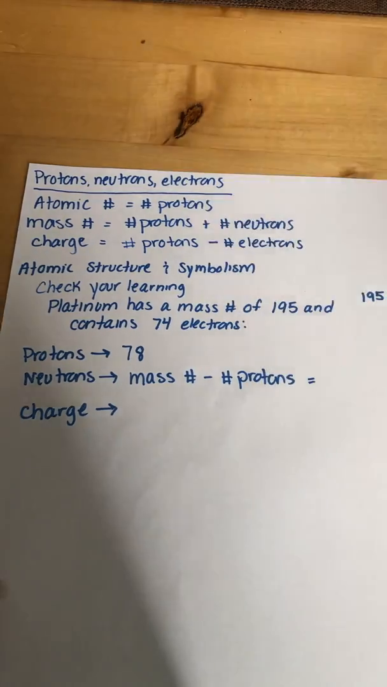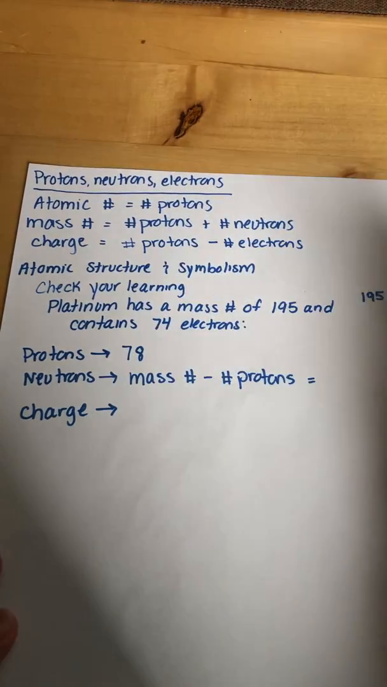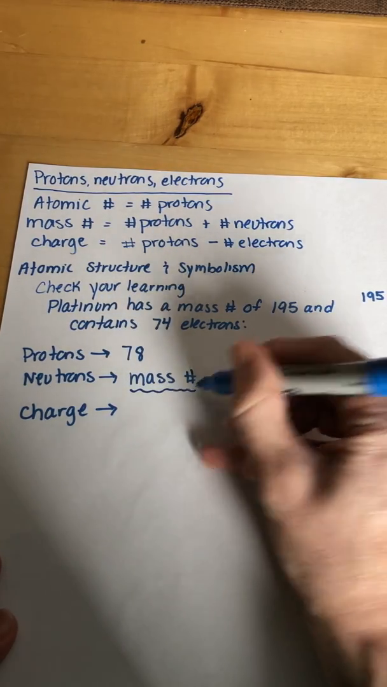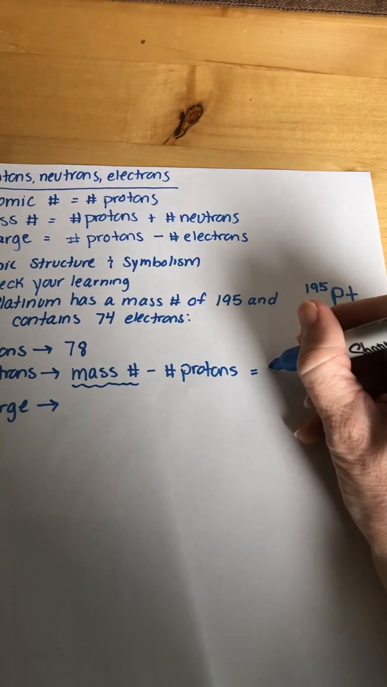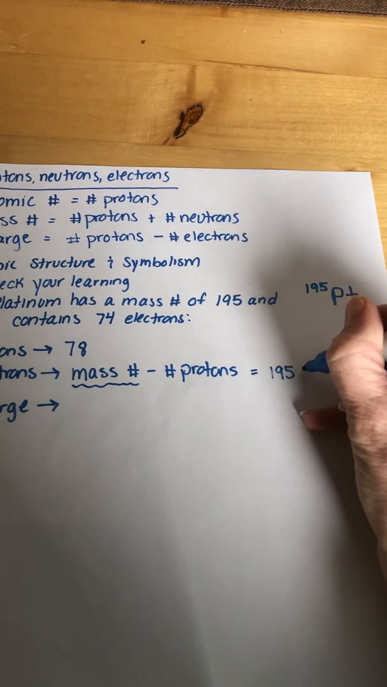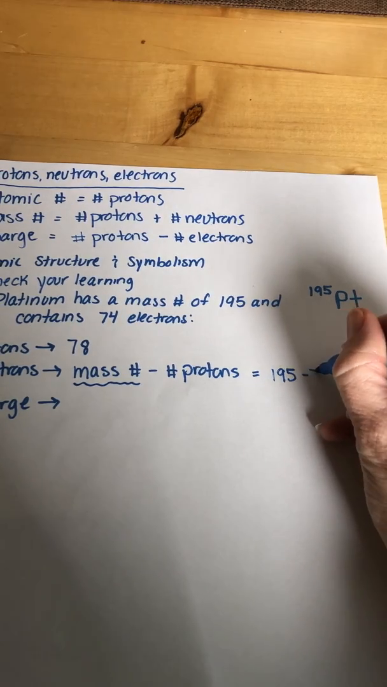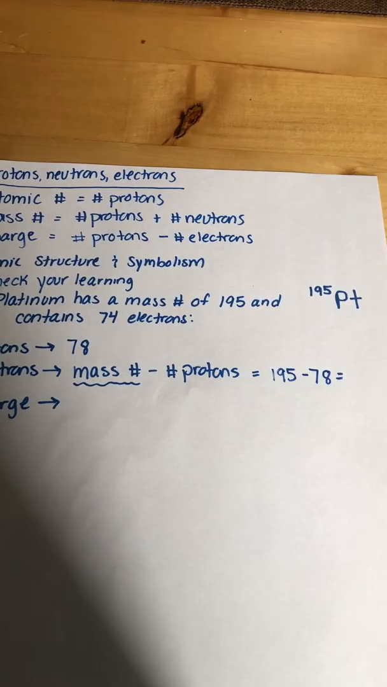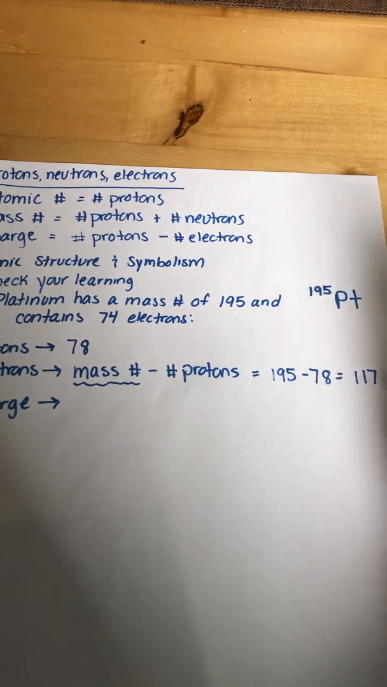We take our mass number, which we're given. You'll always have to be given the mass number. That cannot be found on the periodic table. Our mass number is 195, and we subtract out our protons, which, if we look up platinum, is 78. If you take 195 and subtract 78, that gives us our number of neutrons, which is 117.